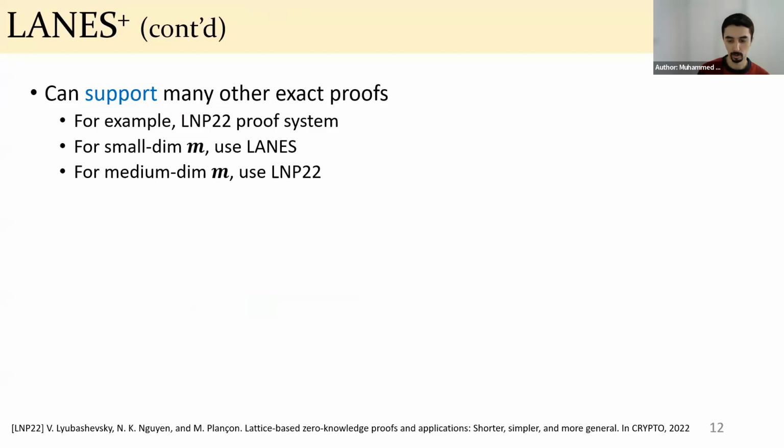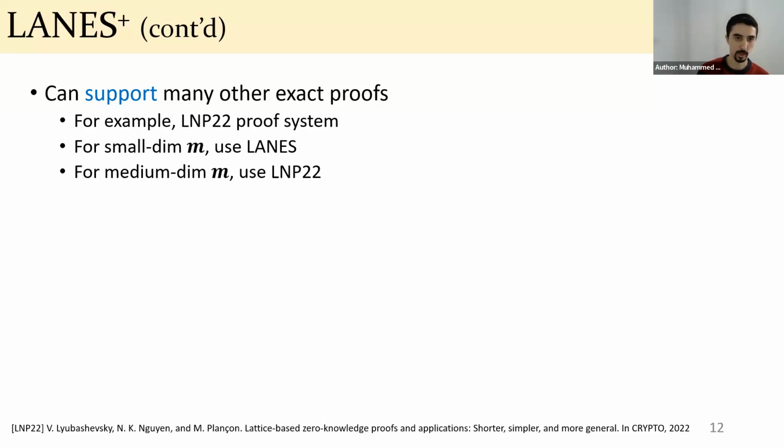Okay, and if we look at some properties, as I mentioned, we can use many other exact proof systems, LMP22 in particular, and it turns out that for small dimensional n, Lane's is more efficient than LMP22, and this is the setting for our VRF instantiation as well. But as the dimension of the M vector grows larger, then LMP22 becomes more efficient at some point, and it becomes more effective to switch to that exact proof system.